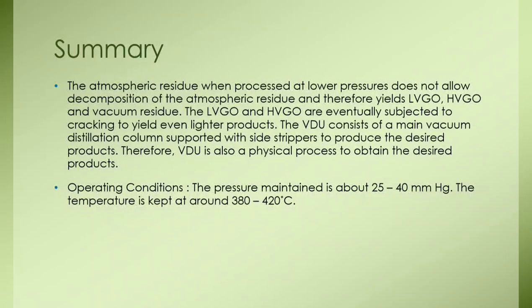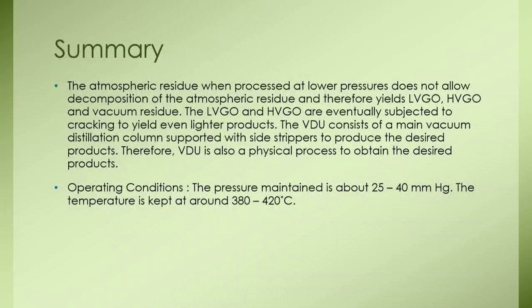Next, let's recap all the topics which we have discussed in this presentation. Mainly, vacuum distillation is used in petroleum refining, so we have discussed that part. The atmospheric residue which we obtained from the atmospheric distillation unit, when processed at lower pressure, does not undergo decomposition, and therefore it yields LVGO, HVGO, that is light vacuum gas oil and heavy vacuum gas oil, and the vacuum residue. The LVGO and HVGO are eventually subjected to cracking to yield even lighter products.